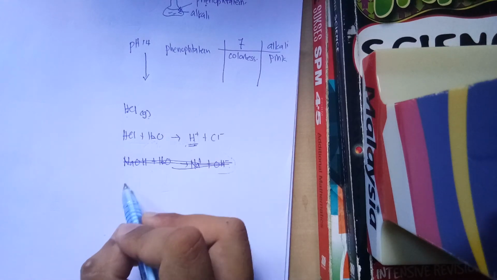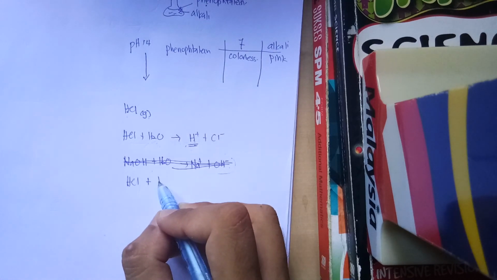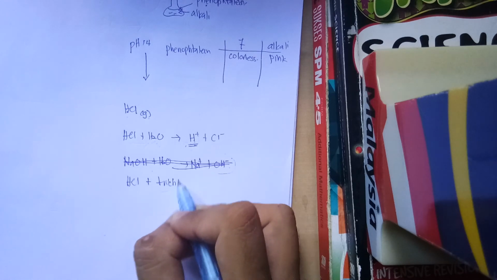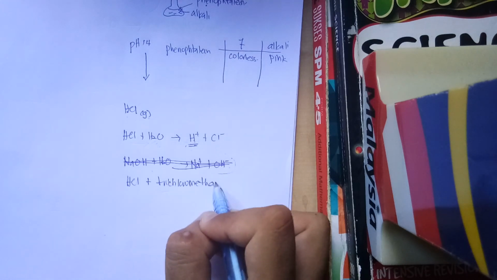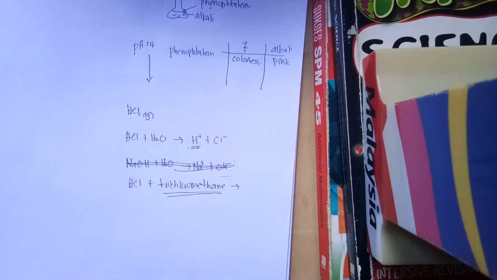But if you put acid in an organic solvent, for example trichloromethane, what is trichloromethane? Trichloromethane is an organic solvent. Just like water can ionize the acid, as you learned that water can dissolve ionic compounds. But trichloromethane is an organic solvent, which can dissolve organic substances. So HCl in trichloromethane cannot ionize because trichloromethane is an organic solvent.